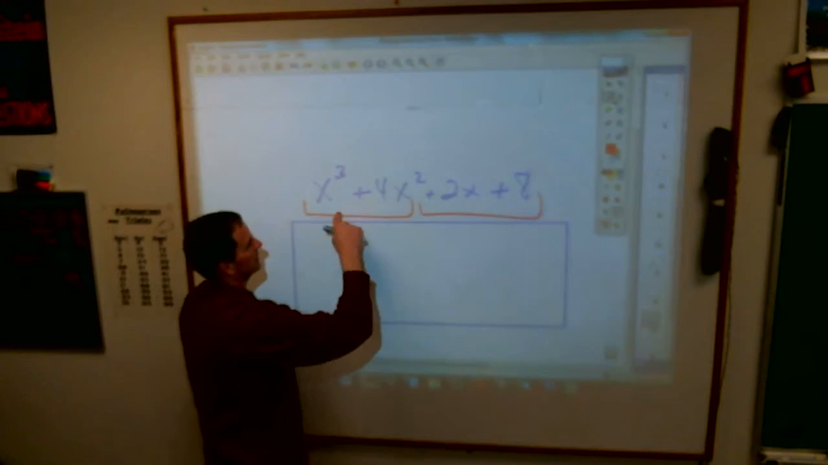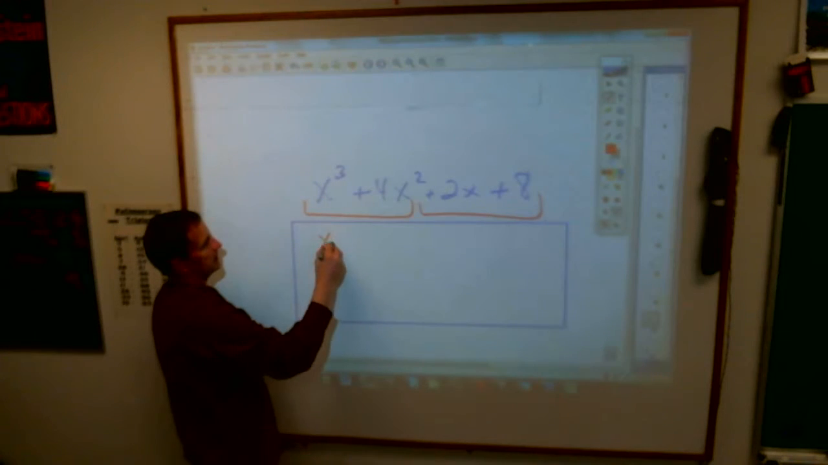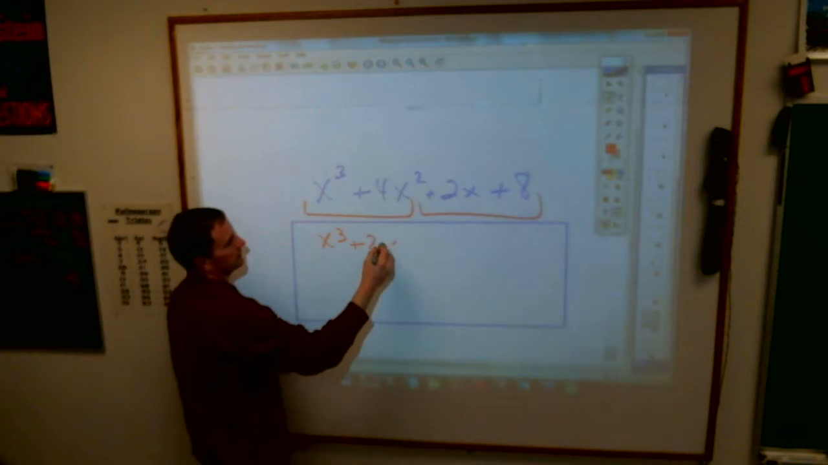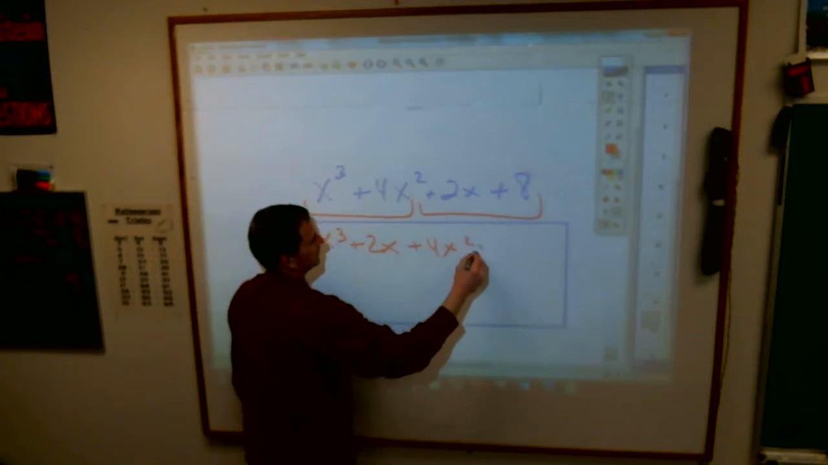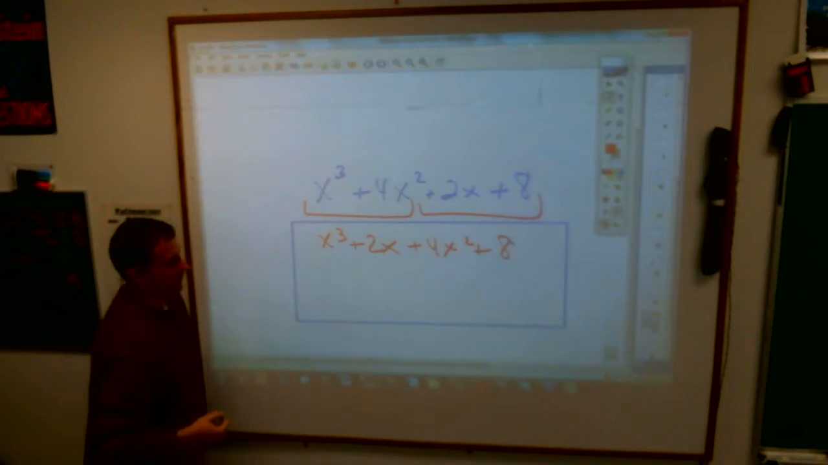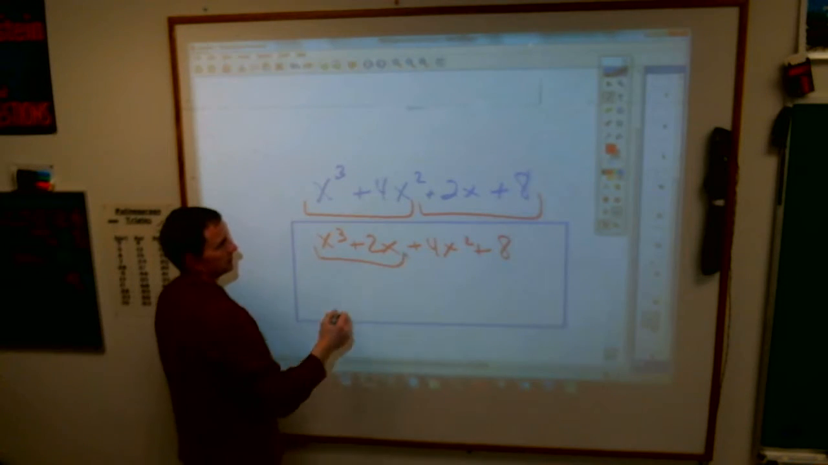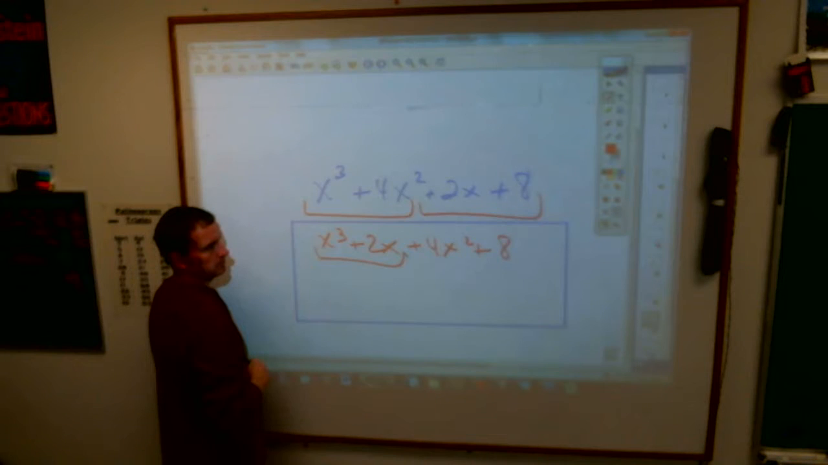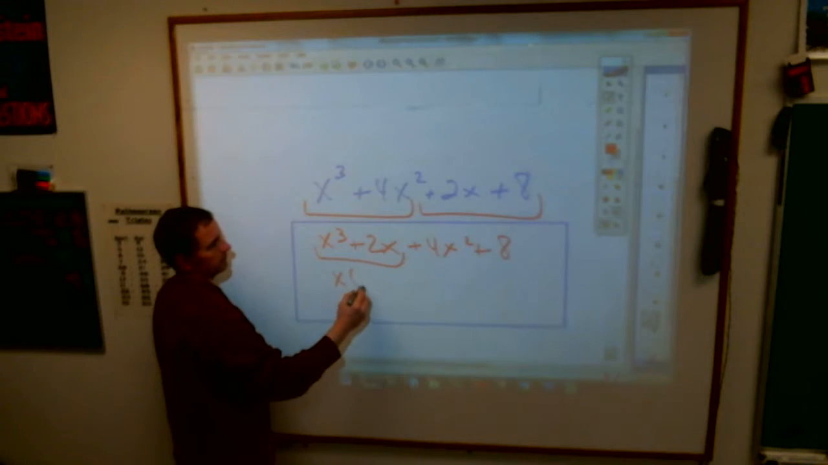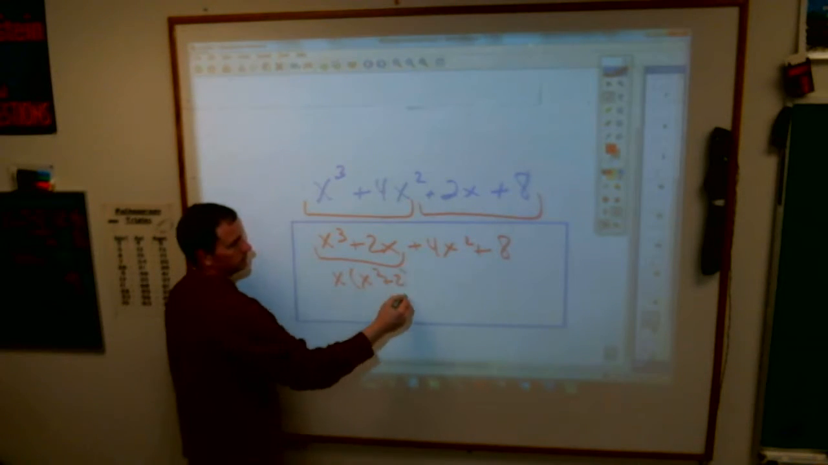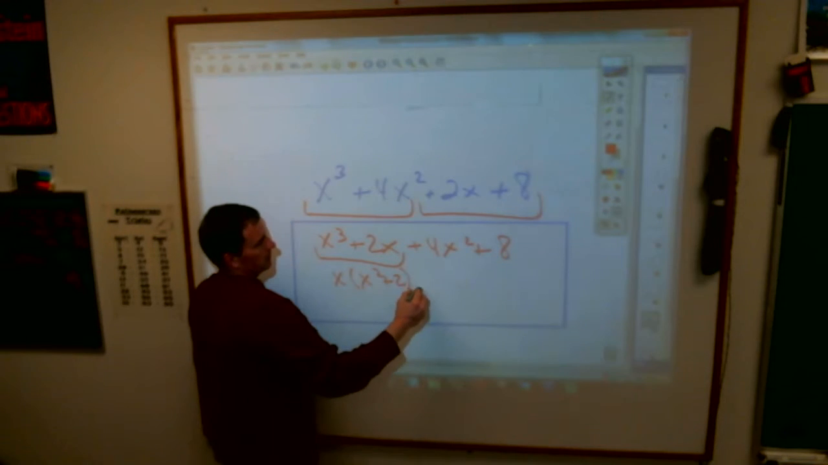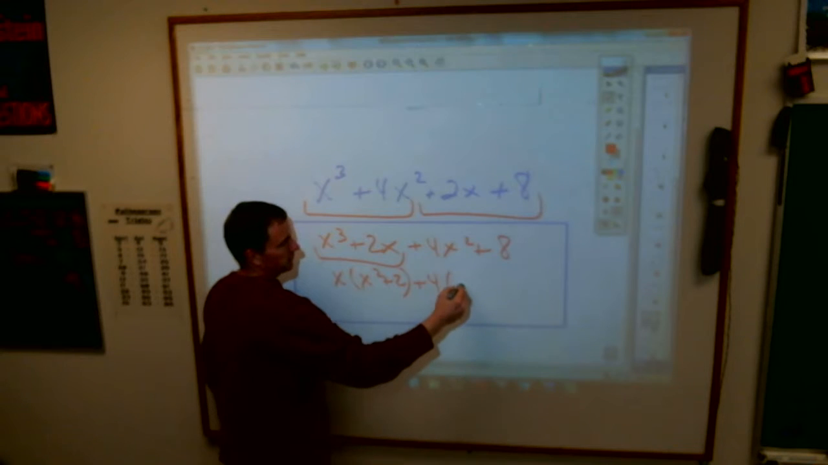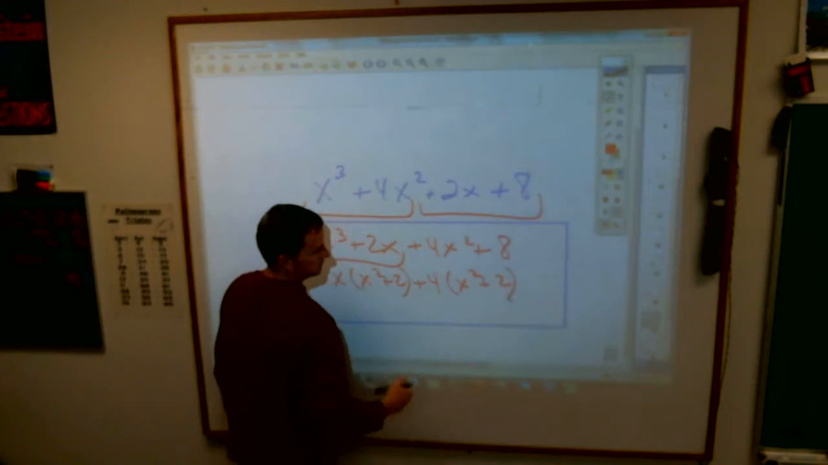Let's say I went x cubed plus 2x. I just moved the 2x over here and put the 4x squared over there, 4x squared plus 8. And I factored it by grouping here. What can I take out of this? An x. What am I left with? X squared plus 2. I'm hoping to get an x squared plus 2 over there. What can I take out of this? A 4, which would be x squared plus 2.